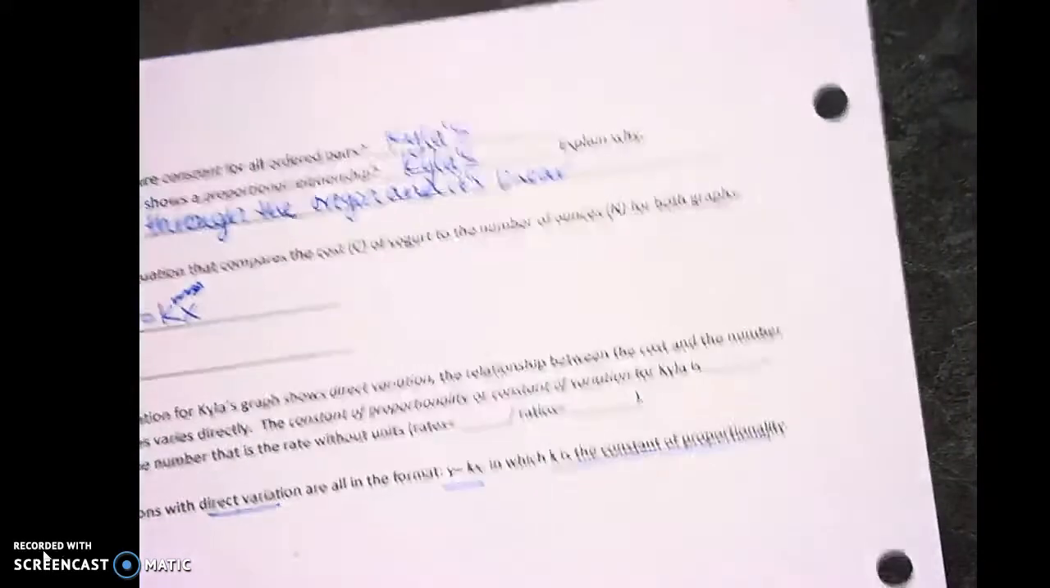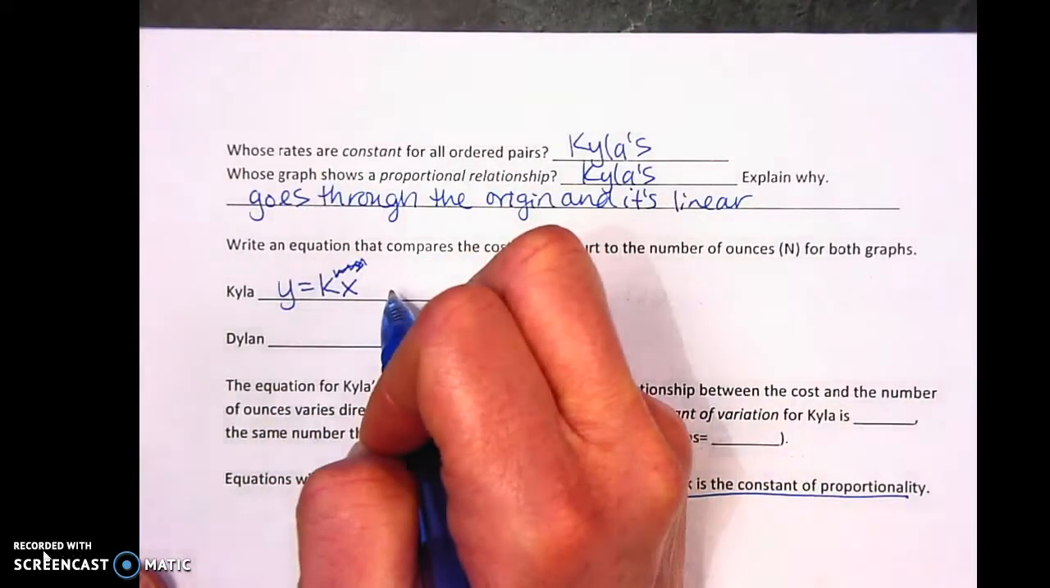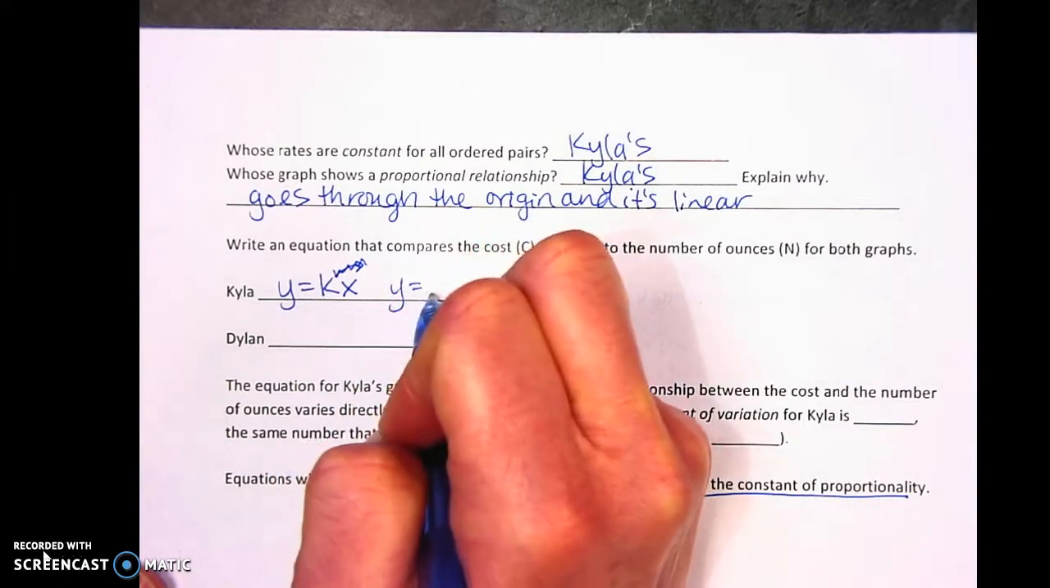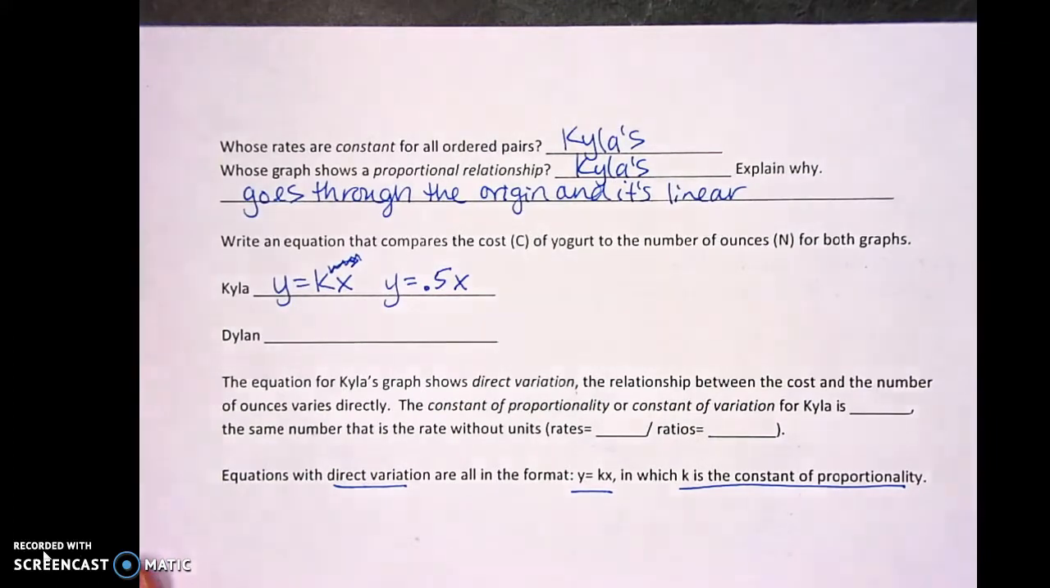So her constant of proportionality is 0.5, our unit rate. Here's how we write the equation. Y equals 0.5x. We simply replace the k with a number.